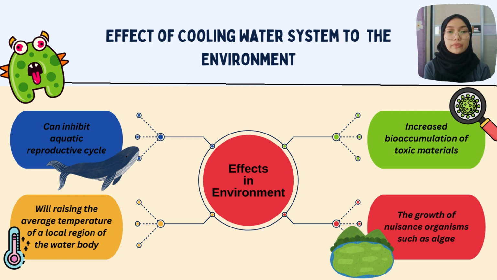Last, the growth of nuisance organisms such as algae. Basically, it comes from the excess of nutrients, often from sources like agriculture runoff, sewage discharge, or fertilizer runoff. The process of nutrient enrichment in a water body promotes algae blooms.